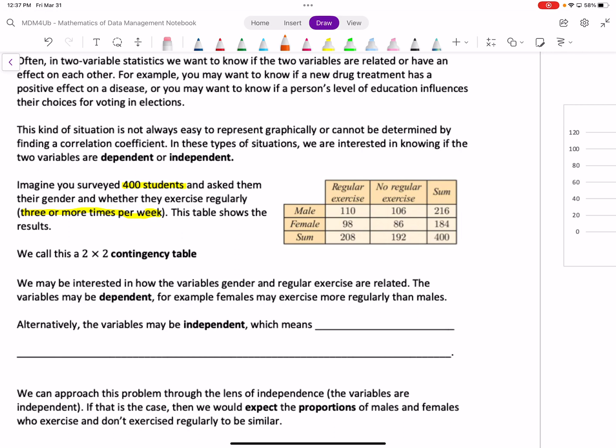If we had, notice there's 216 males and 184 females. If they were exactly equal, maybe that would work out and be easier, but it's not. What I really want are percentages or proportions. So we want percentages or proportions. These are better than what are given.